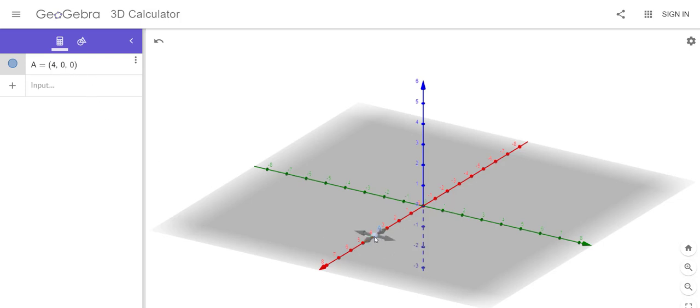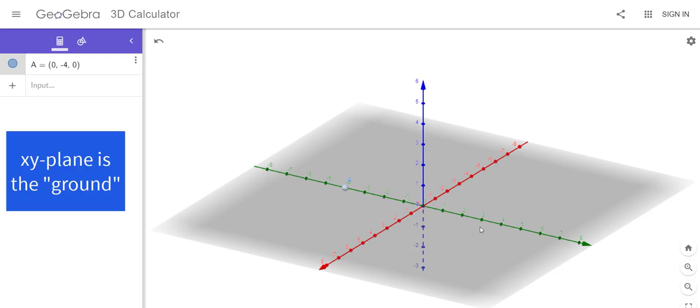If I were to go 1 unit in the y direction, look at its coordinates, 0, 1, 0 up here. If I were to go backwards, 1, 2, 3, 4 units there, the y value is -4, but the x value is 0 and the z value is 0. You'll hear me use the word the ground quite often. The ground is this gray plane where the x and the y-axis live. It's our paper, basically.